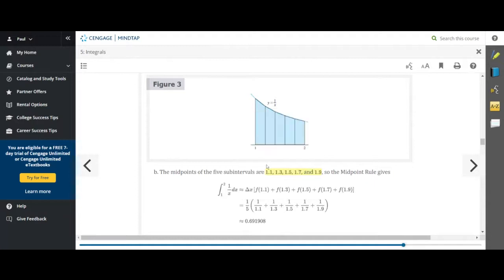And so the midpoint rule says, just evaluate the heights of your rectangles: f of 1.1, f of 1.3, f of 1.5, f of 1.7, and f of 1.9. Add them up and then multiply by delta x, which is a fifth. And that's how you get your answer. That's how you apply the midpoint rule. Are there any questions so far on this idea?